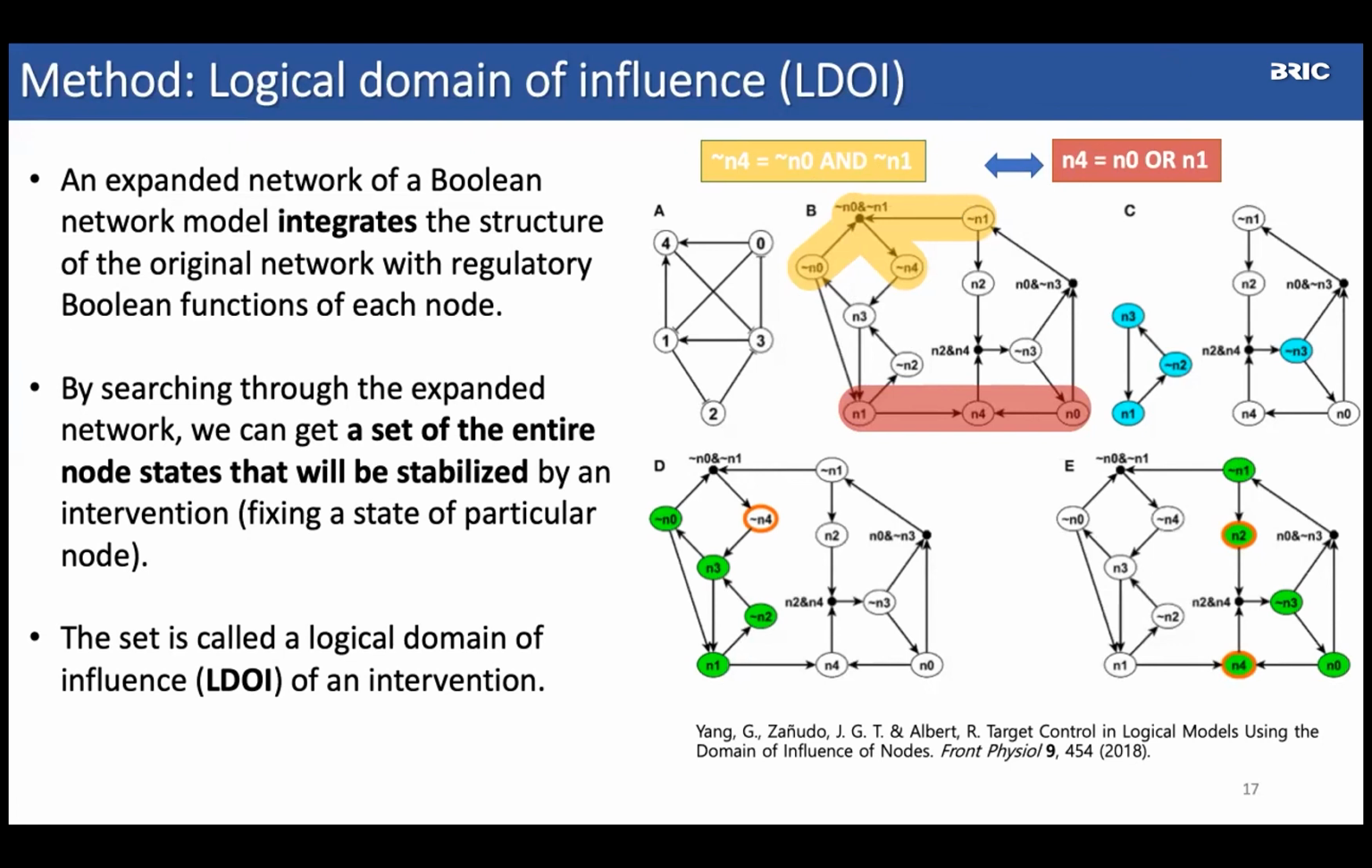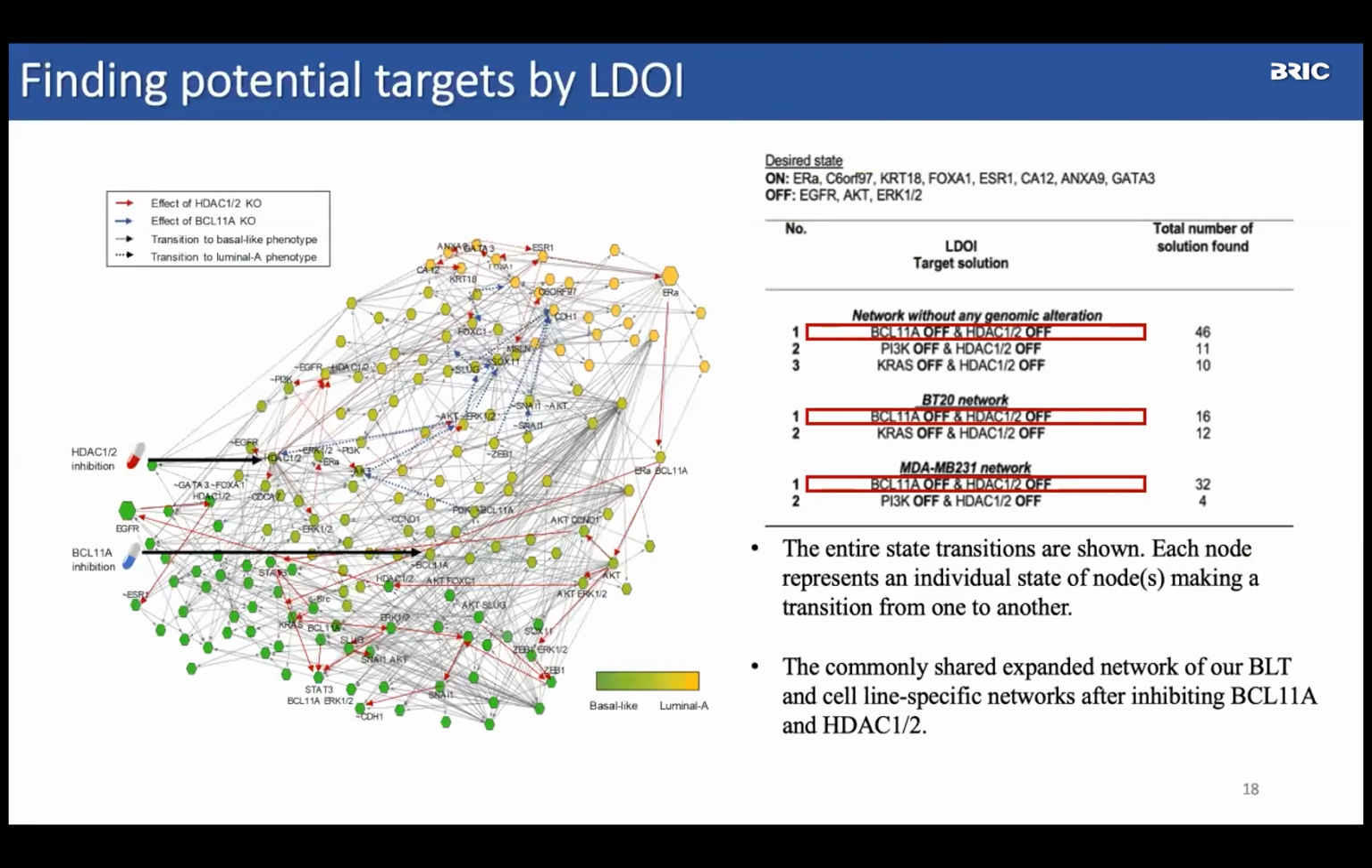for this particular transition. So by using this control theory, we search for what genes or nodes, and how these should be manipulated, in order to reach our desired state, which is the luminal A state. So we put in our desired state, which is to turn on ER alpha and luminal A DEGs over here, and at the same time turn off EGFR and its downstream molecules, AKT and ERK1 and 2. And we were able to find that BCL11A and HDAC1 and 2 should be turned off from our original network model.